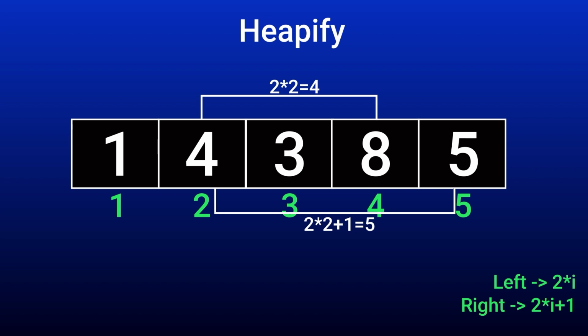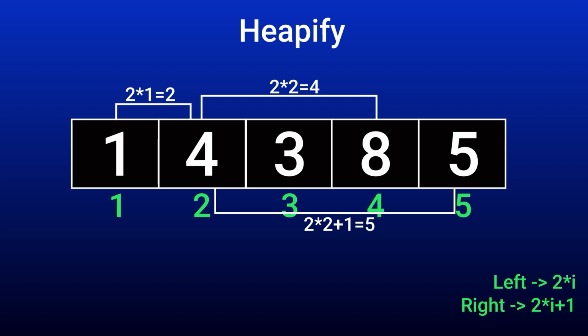Lastly, the left child of the 0 indexed element. Wait, you are not paying attention. The array is 1 indexed. Pay attention. The left child of the element at index 1, which is 1, is at 2 times 1, that is 2. And the element at index 2 is 4. Yes, this holds the property.